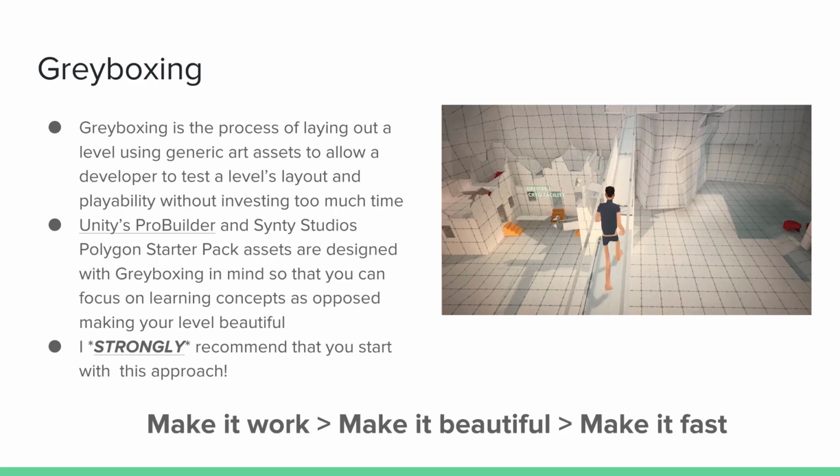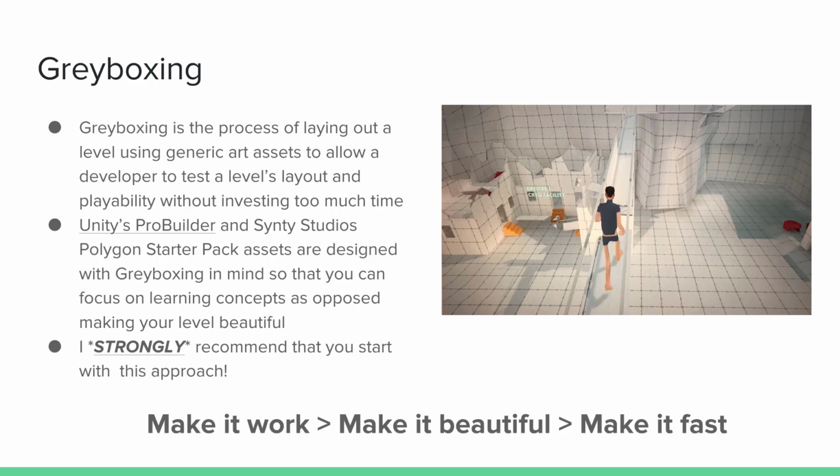Then you also have Unity's ProBuilder, which is good for adding a bunch of specialty things like stairs and so forth. Synty Studios has a Polygon starter pack, which is free. Go to the asset store, download that. There's a lot of cool assets for prototyping in there, and these are all designed with graybox in mind so that you can get your concept straight before you start working on making your level beautiful.